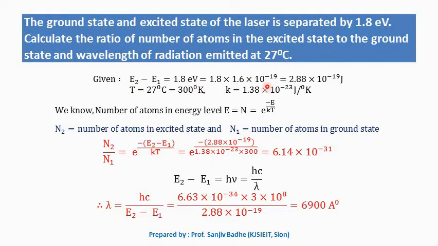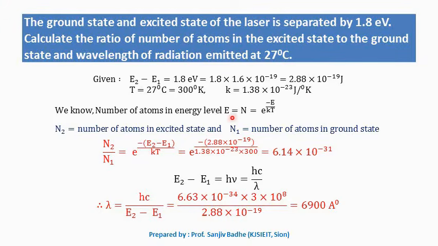We can convert it into joules by multiplying by 1.6 into 10 raised to minus 19. So E2 minus E1 is 2.88 into 10 to the power minus 19 joules. Temperature is given as 27 degrees centigrade, that is 300 Kelvin. Boltzmann constant we know is 1.38 into 10 to the power minus 23 joules per Kelvin. Because the Boltzmann constant is written per Kelvin, temperature also we are writing in Kelvin.